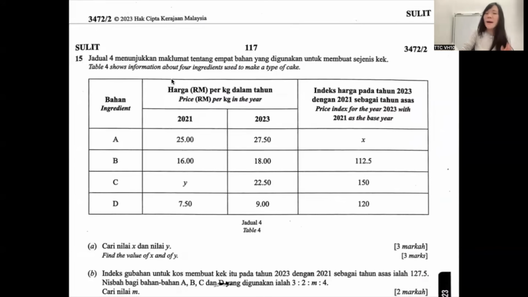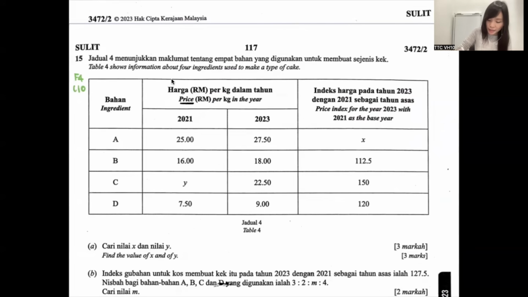So 15, my favorite chapter. It's my top 3 easy chapter, based on my judgment, okay? I feel like this is a top 3 easy chapter in MX. So they say: Table 4 shows the information for 4 ingredients used to make a type of cake. So you're making a cake, okay?